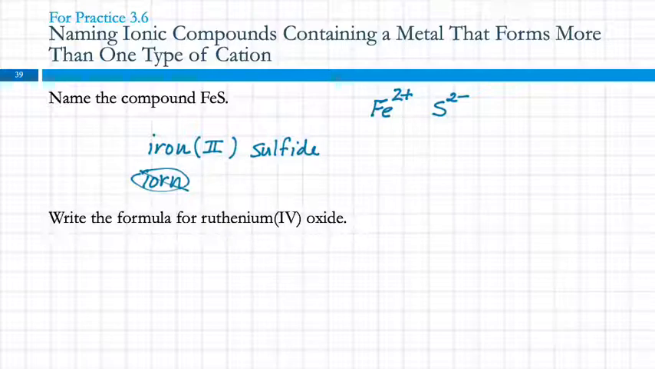Here, we need to put a Roman numeral because otherwise we have no way of telling from the name if it's iron 2 or iron 3, because there's also an iron 3 sulfide and it has a different formula and different properties. Sulfide, this ending tells me it's the anion of sulfur, and the charge I get from its position on the periodic table.